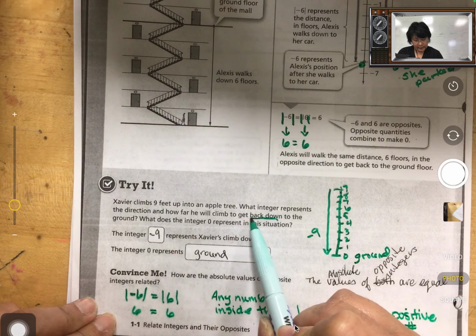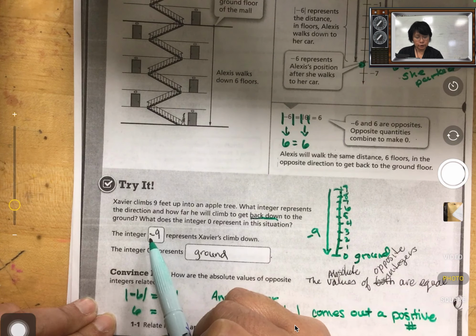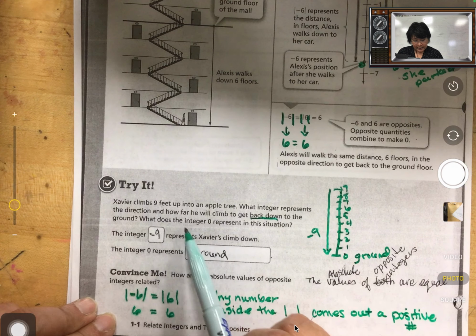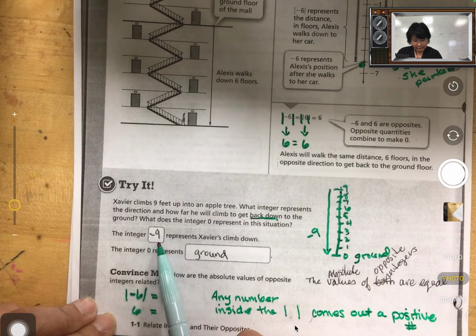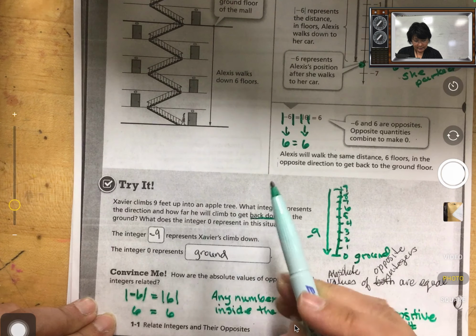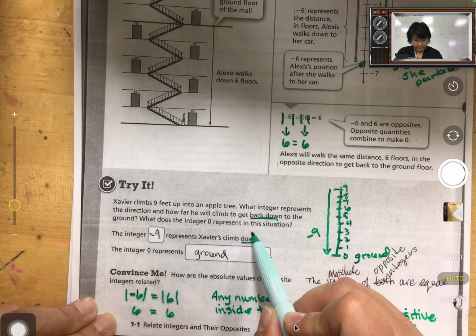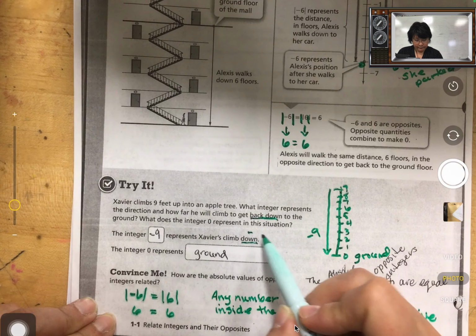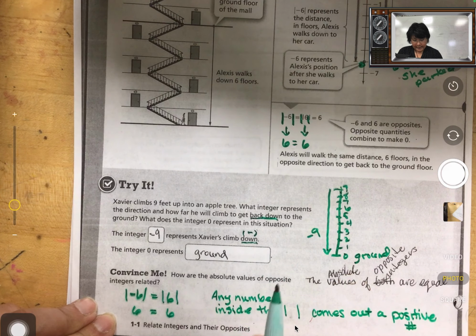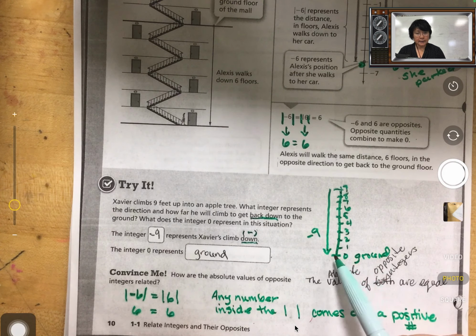When you're climbing down, you're going to have a negative number because that shows you the direction. So the integer -9 represents his climb down. It's showing a direction, that direction being down, so therefore it's going to be a negative number. And the integer 0 represents the ground. So he started off at the ground level.